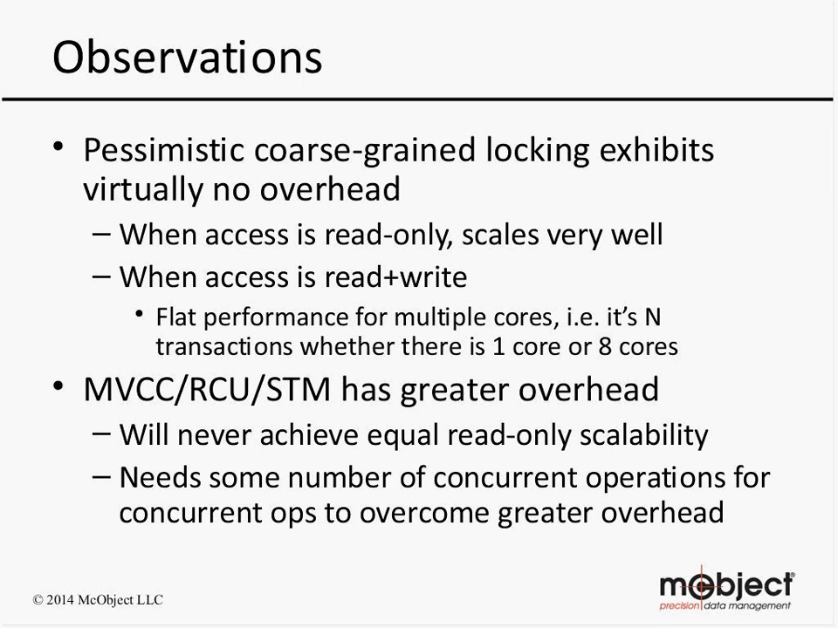So what we've seen here is that database locking exhibits virtually no overhead, the simplicity of the immersive transaction manager. So when the access is read-only, it scales very well because each additional thread is able to run full speed, whereas MVCC imposes additional overhead with each new thread. It has to make more versions of objects and more vacuuming and whatnot. But when the access is read-write, then the pessimistic locking really prohibits performance from improving with additional cores.